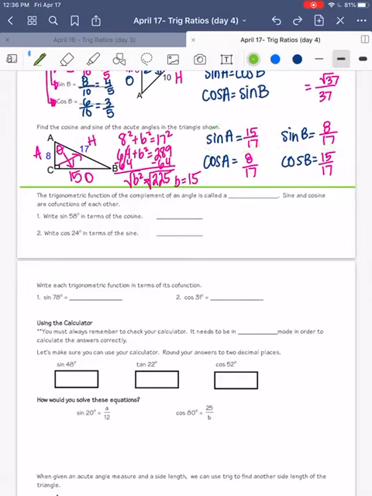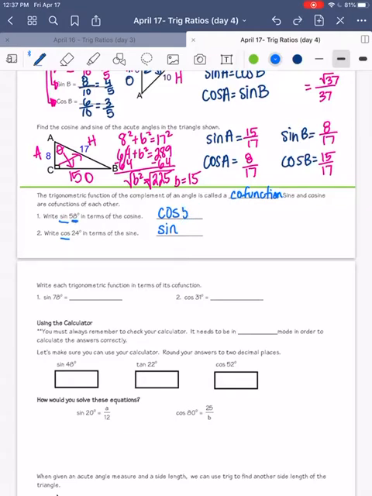Well, there's a name for this, okay? So the trigonometric function of the complement of an angle is called a cofunction. All right, so sine and cosine are cofunctions of each other. So it says, write sine 58 degrees in terms of cosine. Because I have the word sine, I know I'm going to immediately write cosine. And then on the next one, because I have cosine, I know I'm going to write sine. So you have to have different words. And then notice that the angles are not the same. You're not going to put 58 degrees in here, okay?